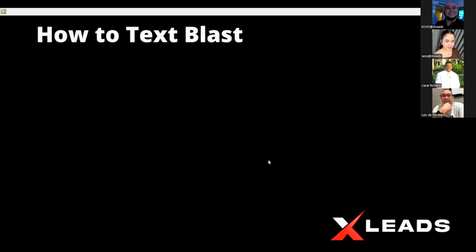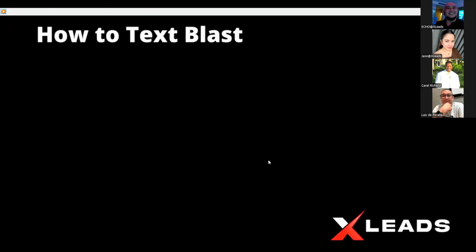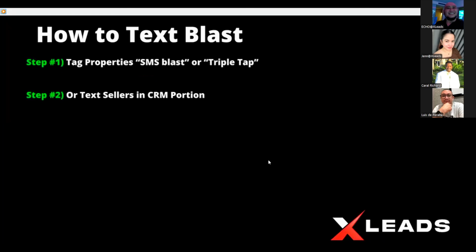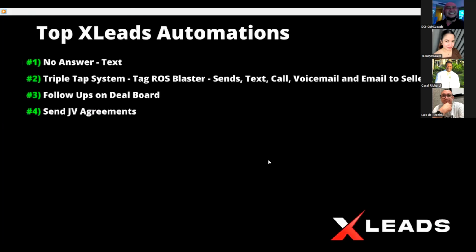Now, let's discuss how to initiate a text blast from the platform. To begin a text blast, start by tagging your properties as either an SMS blast or a triple tap. Alternatively, you can reach out to sellers directly through the CRM portion of our software. The XLeads CRM includes several powerful automations designed to streamline your workflow. Key automations include the no-answer text, the triple tap system, deal board follow-ups, and the ability to send joint venture agreements.